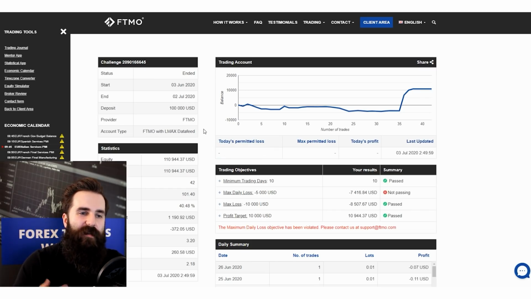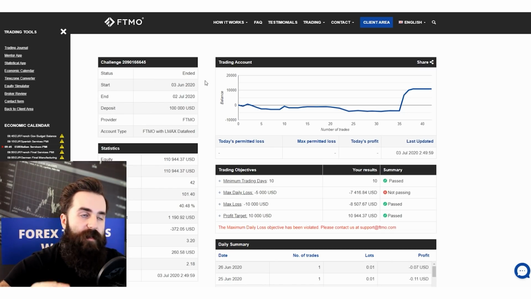So honestly, I don't think that this one was due to greed or fear or any other psychology mistake, but probably because this trader didn't really read about our trading objectives and how they are calculated. And just keep in mind that even though the profit target may be finished, it doesn't mean that you passed the challenge, because you still have to respect the max loss, you still have to respect max daily loss and the minimum trading days. So I would highly recommend to always read through the trading objectives that are available on our website.